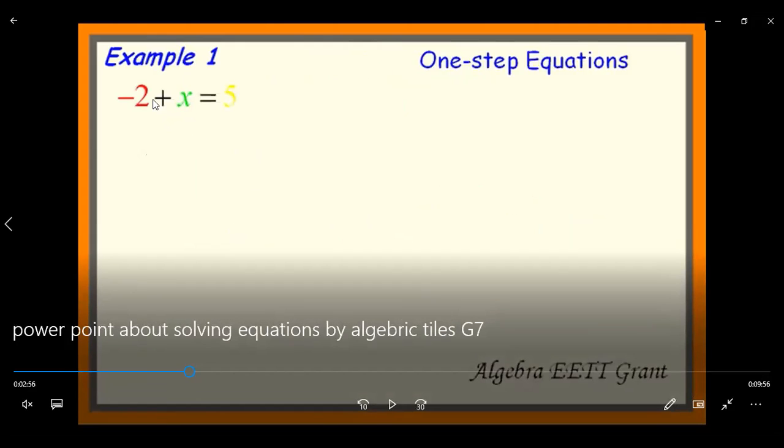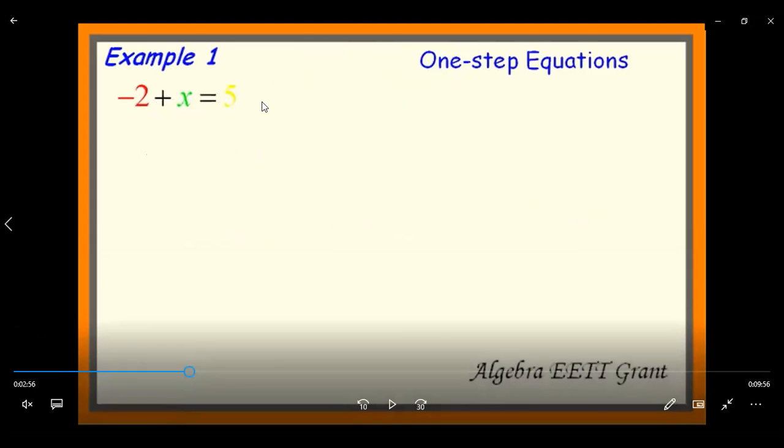So I have now in front of you negative 2 plus x equals 5. Can anyone tell me first how we can translate this with algebraic tiles? How will we translate this equation to write it? Yes, Tala, go on, honey. Tell me.